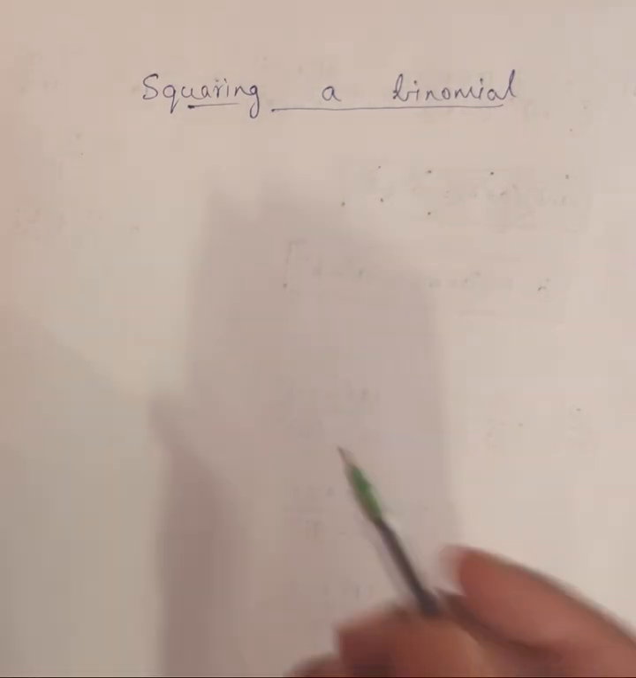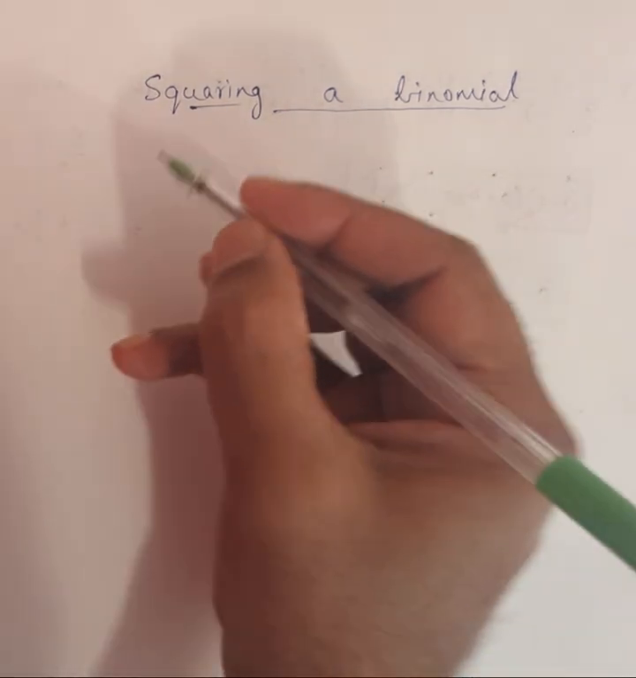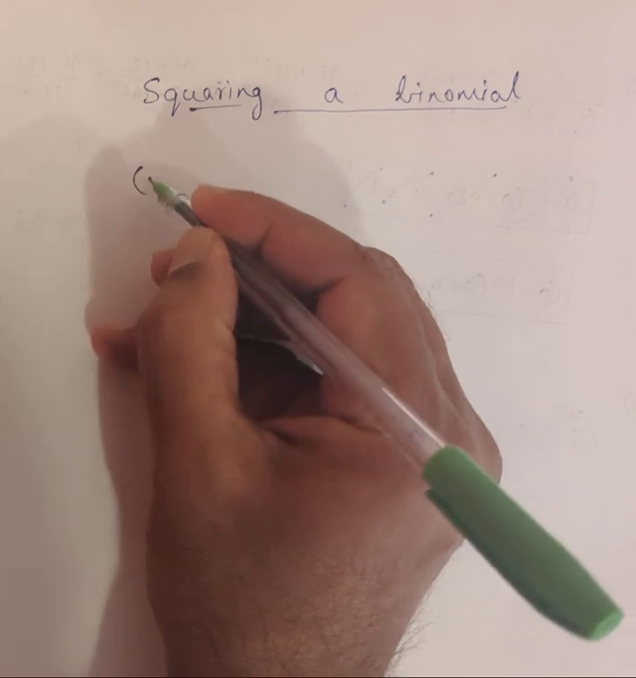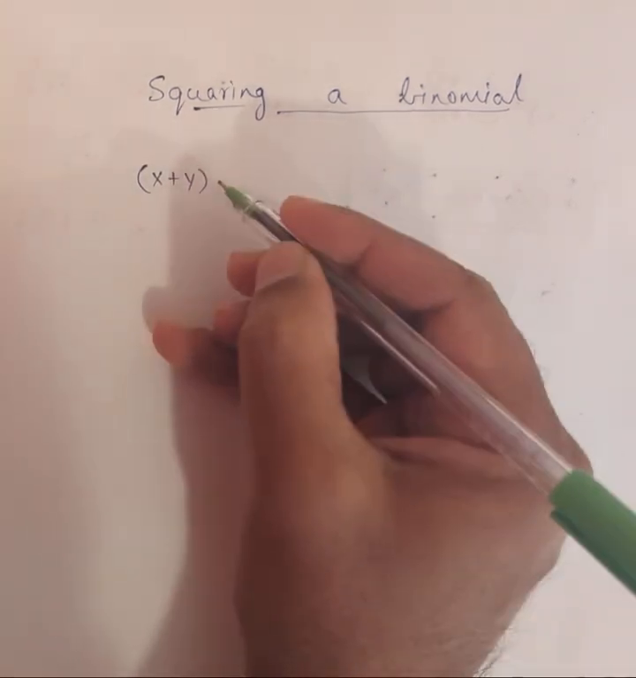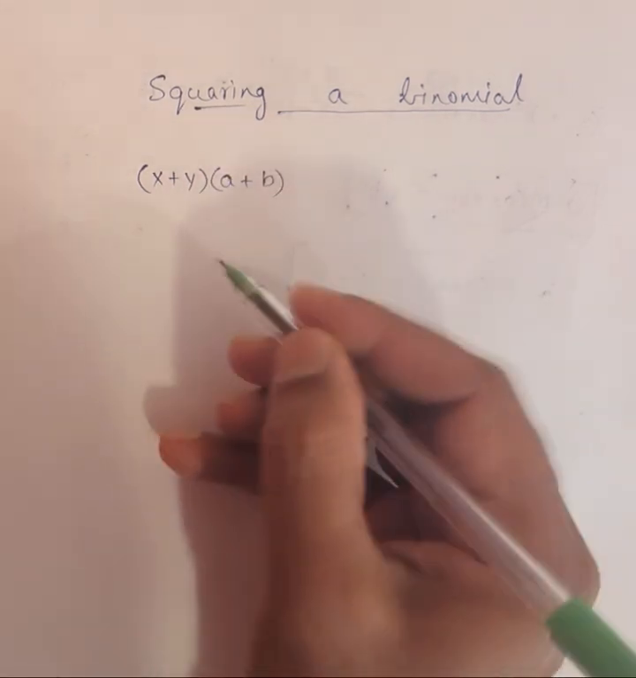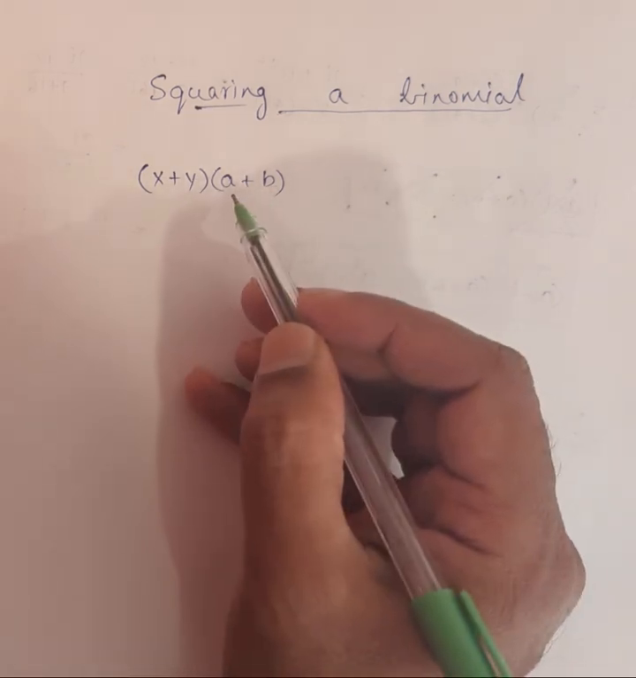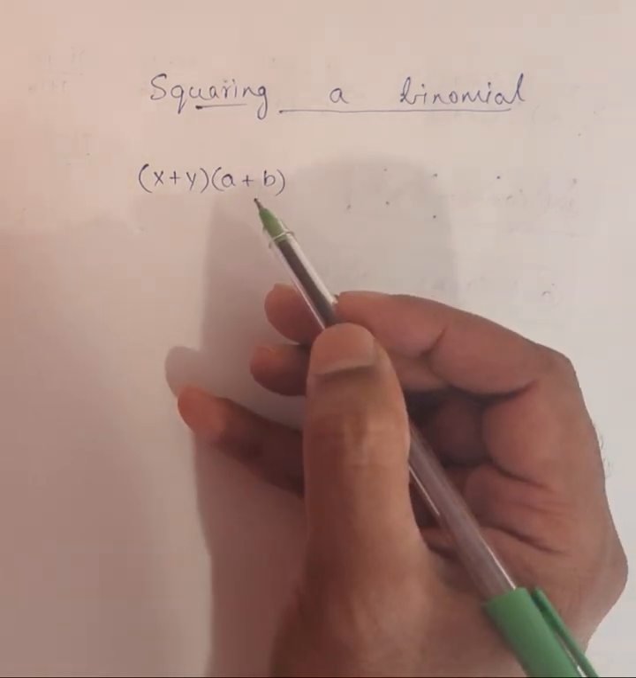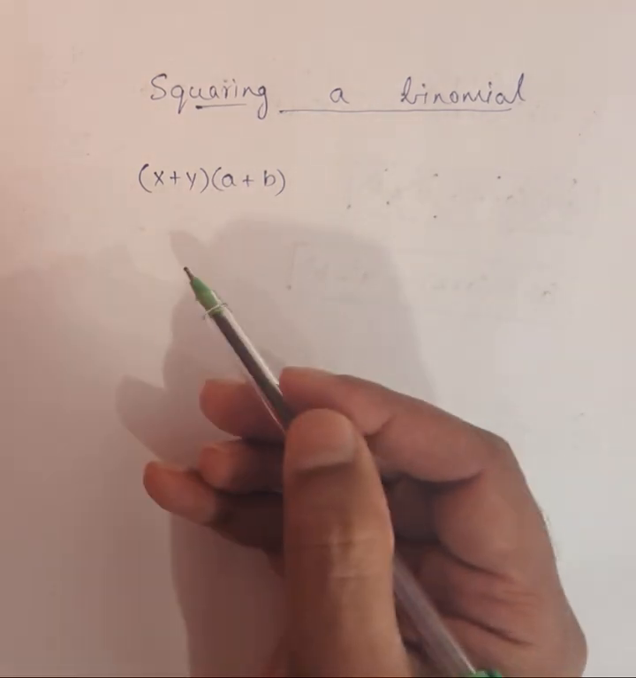Squaring a binomial. We begin with multiplying two arbitrary binomials. So I may have something like x plus y, and another binomial could be a plus b. Now, most students know how to multiply these two binomials. They call it the FOIL method, but really it's applying the distributive property twice.